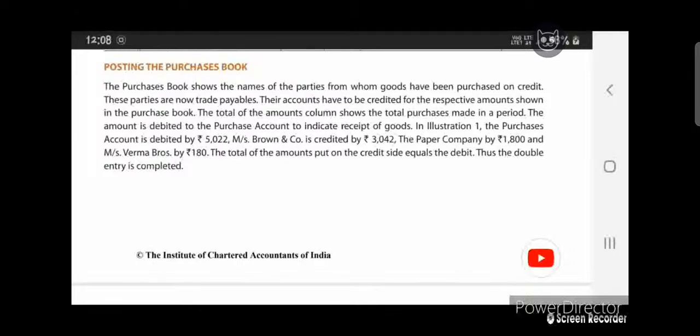When the amount of the credit side is equal to the amount of the debit side, at that time the double entry is completed. If it is not equal, then you have to check for errors. You prepare the trial balance, and if it balances, then the double entry is complete; otherwise it is still not completed.